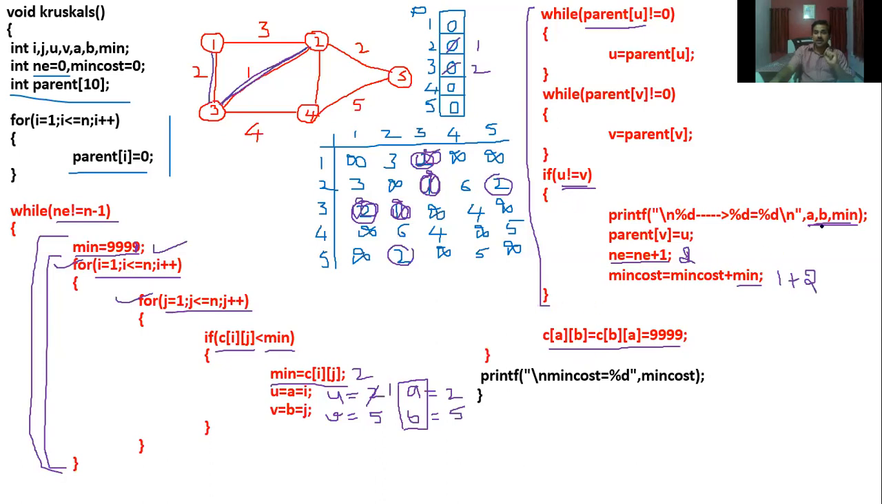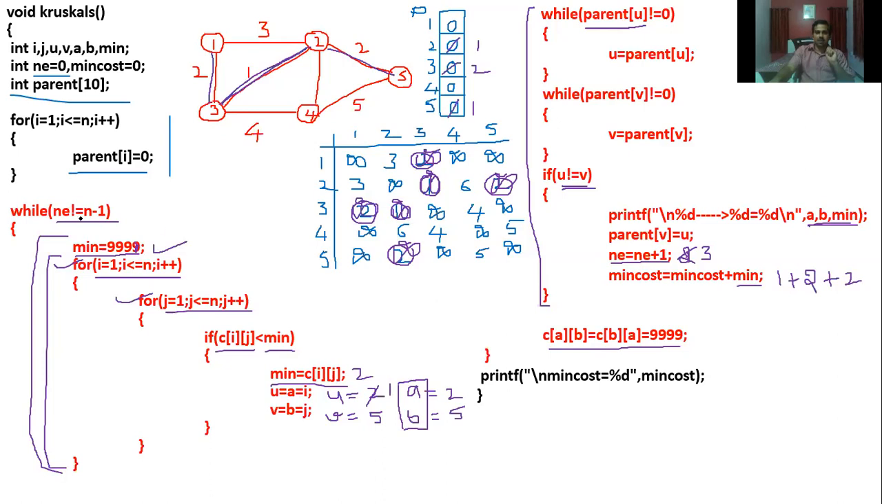Consider the edge AB. That is 2 to 5. I can have this edge 2 to 5, and the minimum value 2. I got it. And parent of V, that is parent of 5, is equal to 1. Parent of 5 is going to be 1 here. And number of edges will be increased by 1, it is 3. And add that edge cost to this minimum cost, that is 2. The summation is going to be 5. And again, this value will be infinity, this value will be infinity, this value will be infinity.